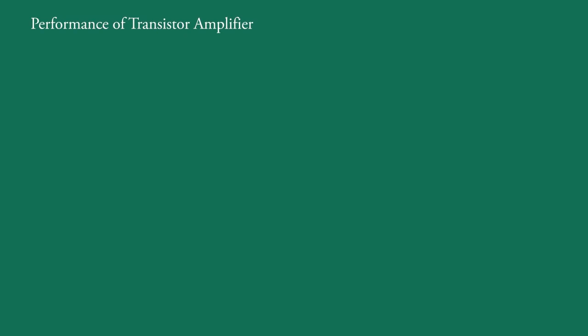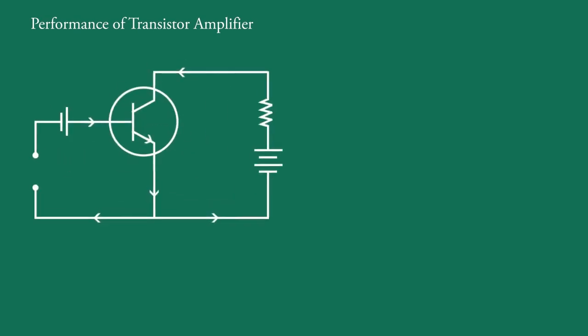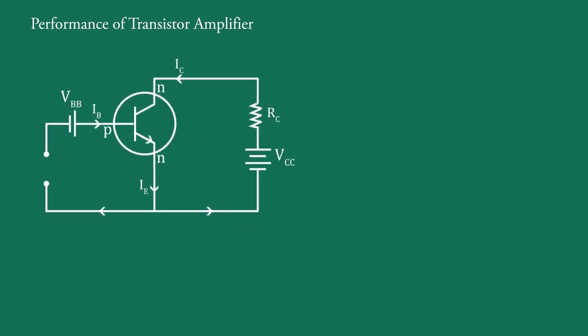Performance of transistor amplifier. To understand the performance of transistor amplifier, we will take the common emitter amplifier circuit. This is the common emitter amplifier circuit using NPN transistor. The emitter is common to both the input and output circuits.